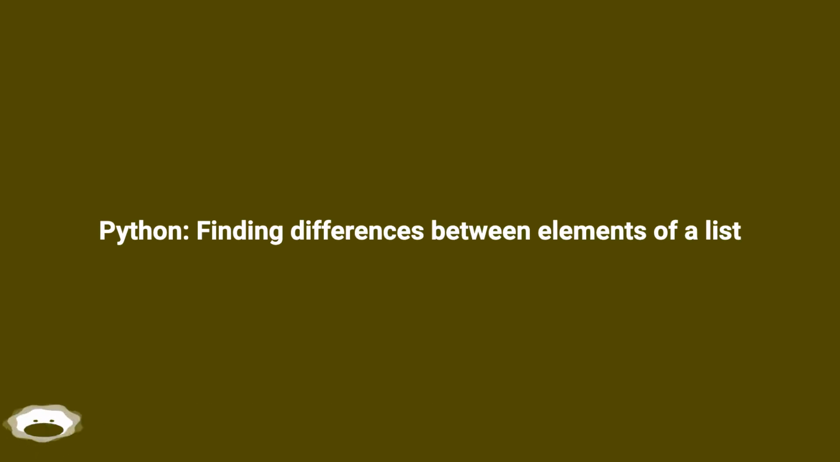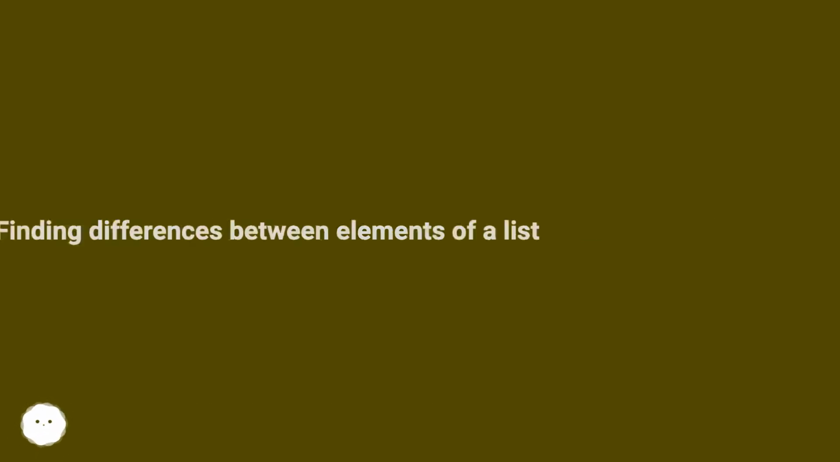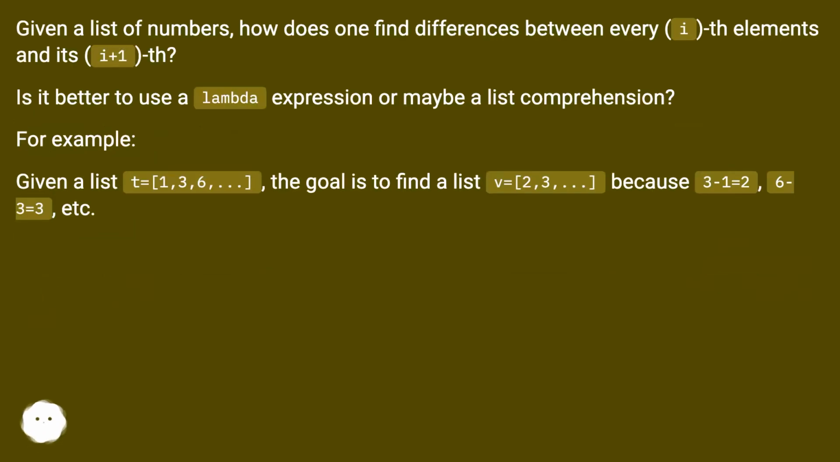Python. Finding differences between elements of a list. Given a list of numbers, how does one find differences between every i-th element and its i+1-th? Is it better to use a lambda expression or maybe a list comprehension? For example, given a list t = [1, 3, 6], the goal is to find a list v = [2, 3], because 3 minus 1 is equal to 2, 6 minus 3 is equal to 3, etc.